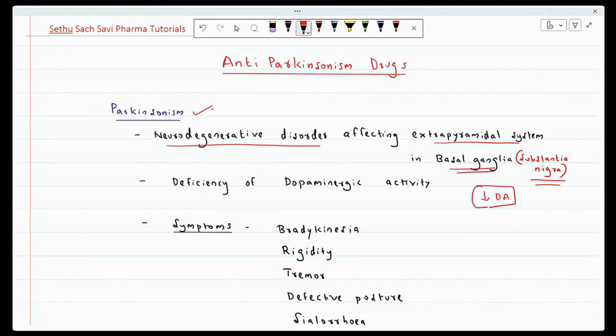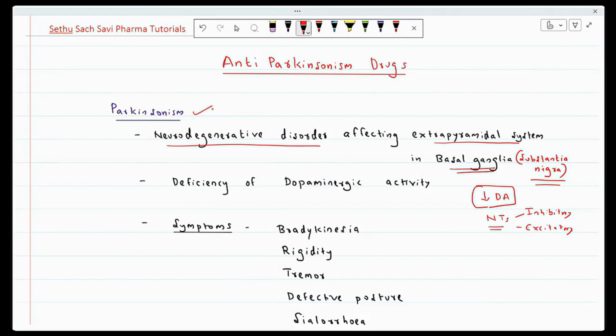Dopamine, you know that it is a neurotransmitter, and this neurotransmitter can act as inhibitory as well as excitatory. So dopamine is an example of both inhibitory and excitatory neurotransmitter. Whereas aspartic acid or glutamic acid are examples of excitatory neurotransmitters. Whereas glycine or GABA are examples of inhibitory neurotransmitters. Dopamine is an example of both inhibitory and excitatory.